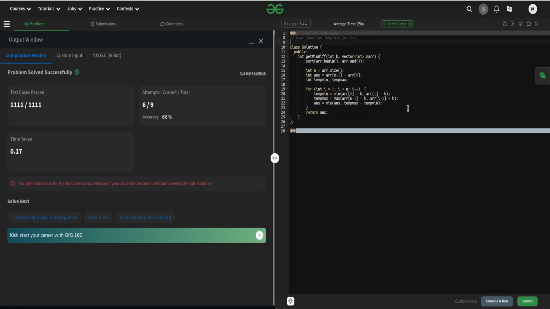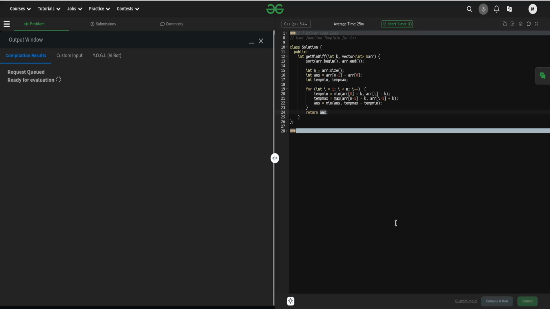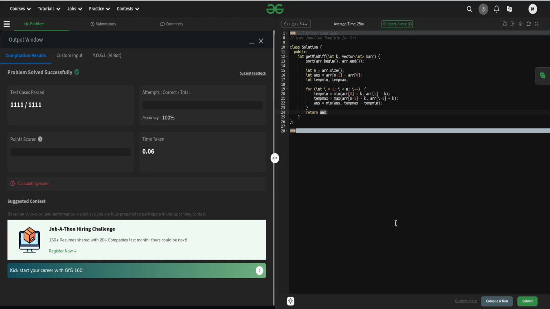Now let us look at the C++ implementation. So the C++ implementation is also the same, folks. N equals the size of the array, and we have sorted the array. Then answer equals the difference between the last and first element of the array. Then we are computing the height of the shortest and largest tower, and then we are computing our answer, which is equal to the minimum of answer comma temp max minus temp min, and towards the end we are returning answer. So that's the C++ implementation, folks. Now let us submit our solution. So our C++ solution also got accepted.